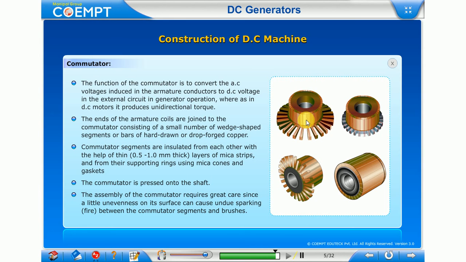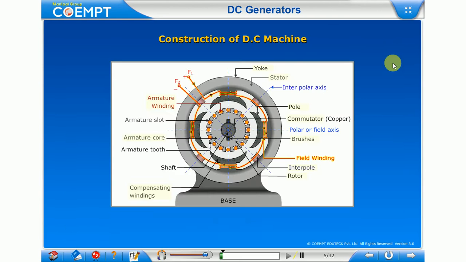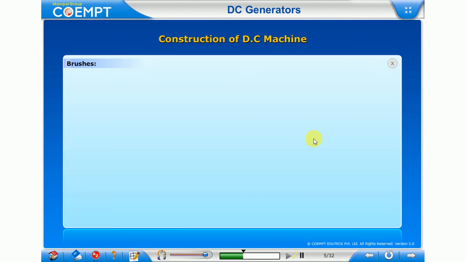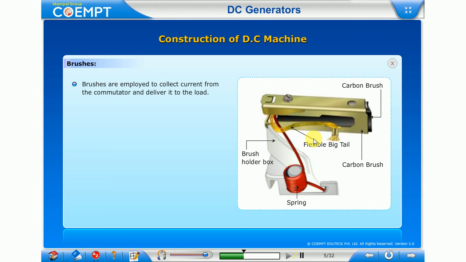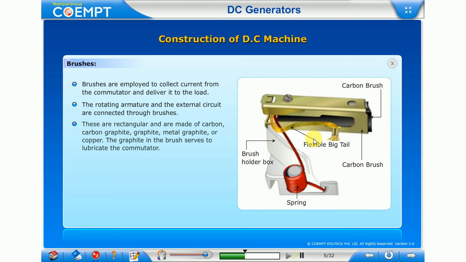Interpoles. The interpoles and their windings are mounted on the yoke and are located in the interpolar region between the main poles. The interpole is generally smaller compared to the main poles. The interpole winding is composed of a few turns of thick wire since it is connected in series with the armature circuit, so that the magnetomotive force is proportional to the armature current.